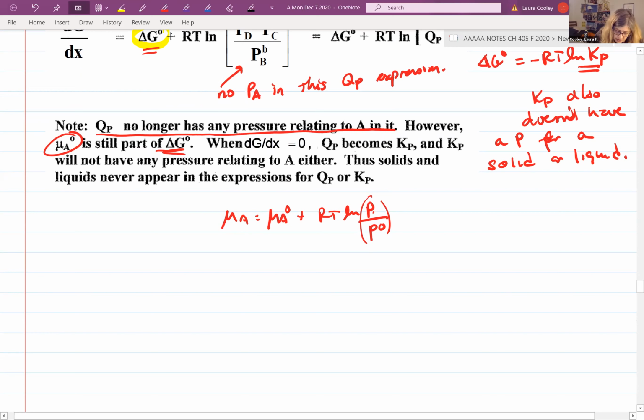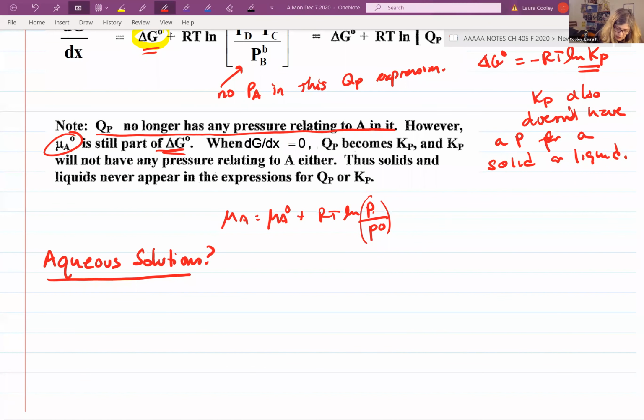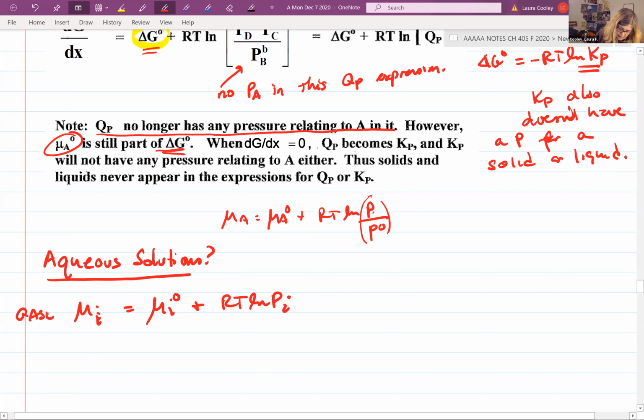So what about aqueous solutions? Because we really care about aqueous solutions. For gases, we had mu I. For gases, we had this, which I've written a million times now. For solids and liquids, we had this.